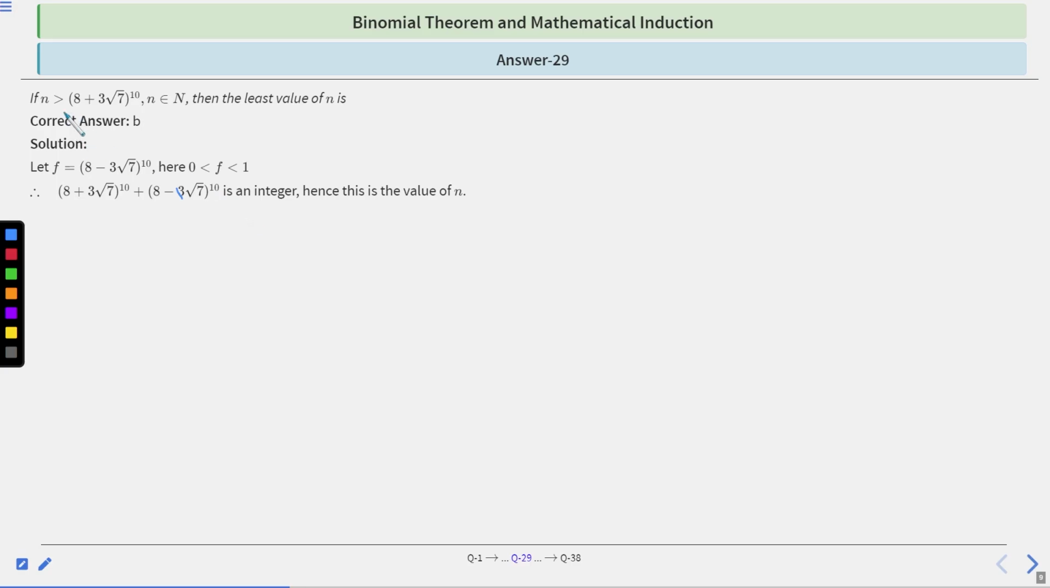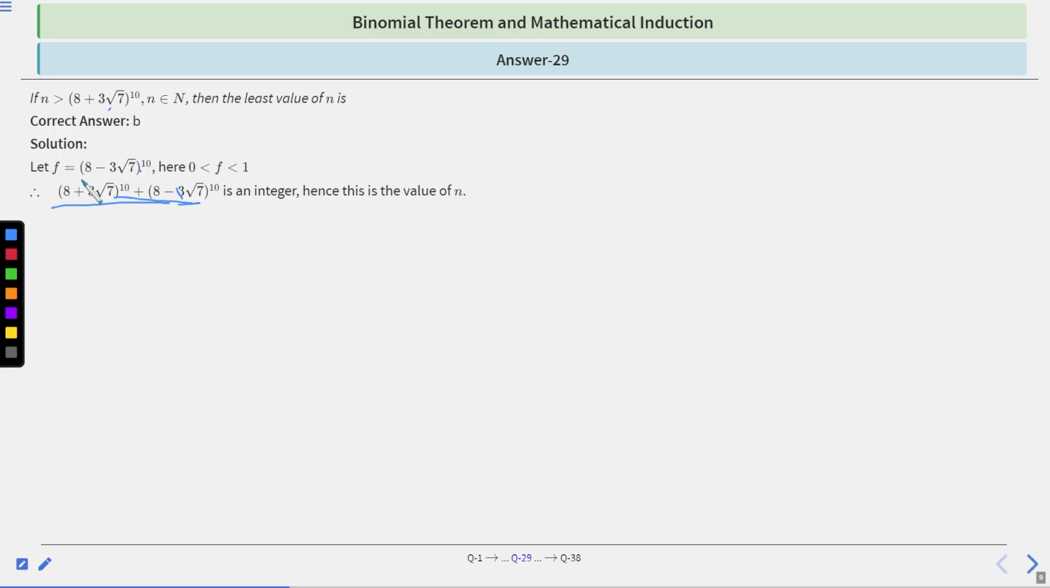Because see, n is greater than this, right? And n belongs to natural numbers, and we have added the fractional part of this thing. Clear? So this is an integer, hence this is the value of n. Because n is greater than something, we have added something which is between 0 and 1, right? Clear? So n still will be this.